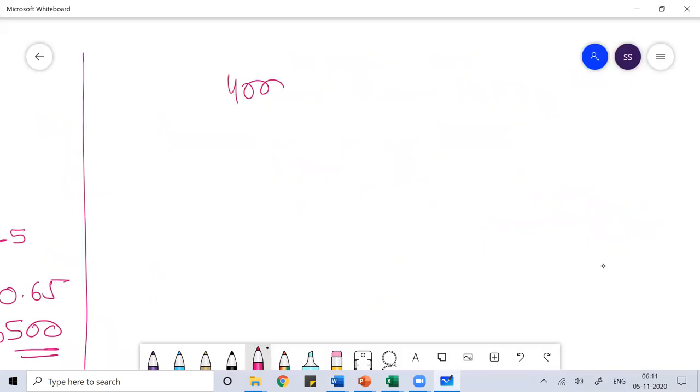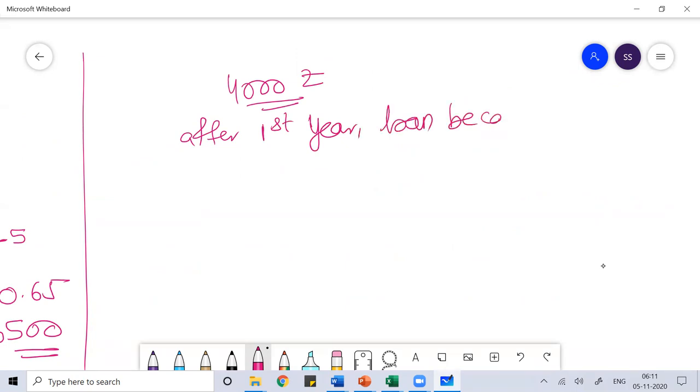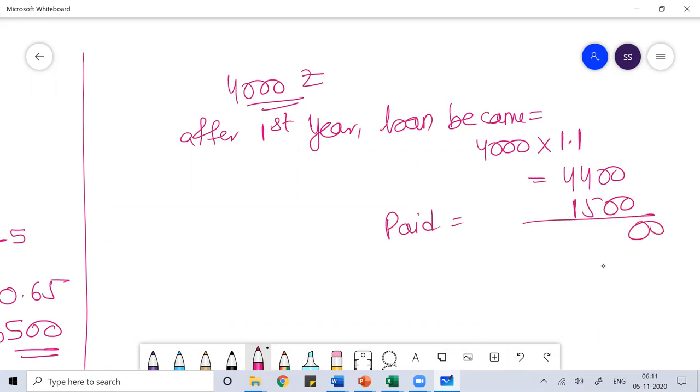So 4,000 was the loan. After the first year, how much does your loan become? On 4,000 at 10% interest, the loan becomes 4,400. So how much did I pay? I paid 1,500. After I paid 1,500, how much did the loan amount become? It becomes 2,900. Are you getting the logic? So your loan amount becomes 2,900.